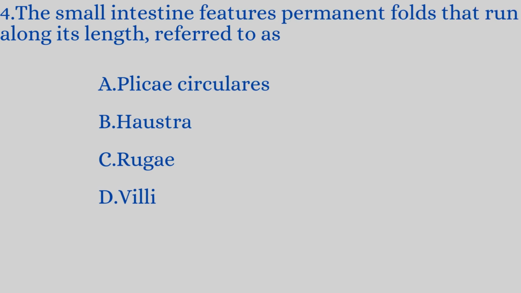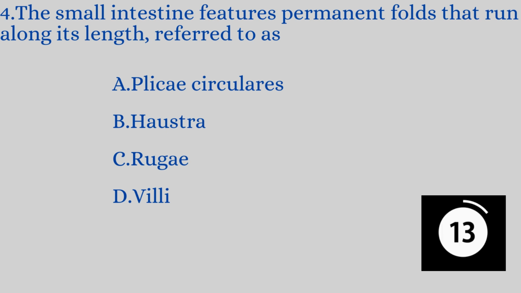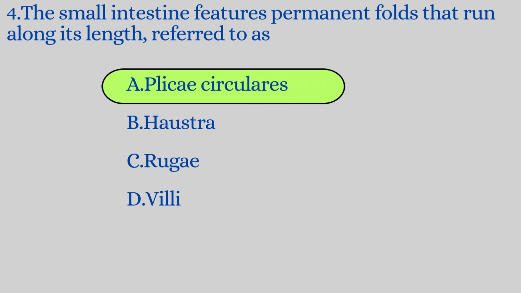4. The small intestine features permanent folds that run along its length, referred to as: A. Plicae circulares, B. haustra, C. rugae, D. villae. The answer is A. Plicae circulares.